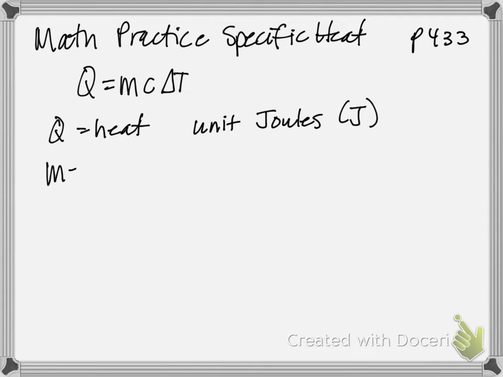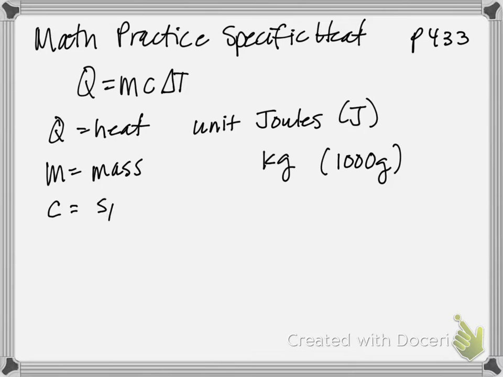The M in our formula stands for the mass of the object or substance. The unit that we use for mass is kilograms, okay? Not grams, but kilograms. So remember, a kilogram is 1,000 grams, and we may have to do some converting, okay?